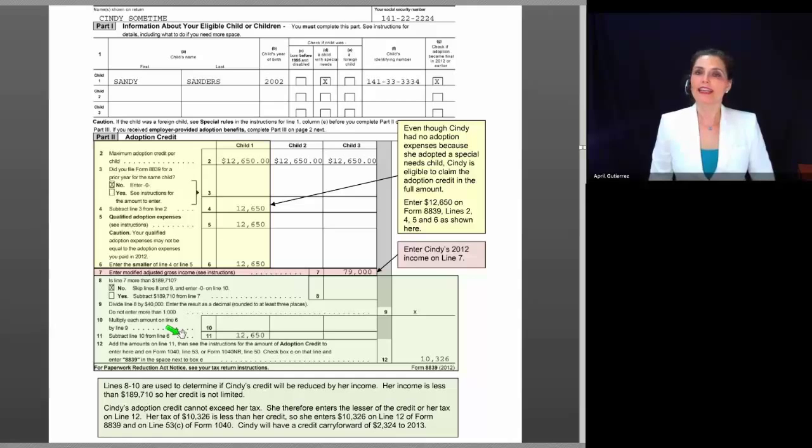However, her credit cannot be more than her tax, and when you prepare Cindy's tax return using $79,000 of wages, the head of household filing status, and claiming an exemption deduction for herself and an exemption deduction for her adopted child, Sandy, she ends up with only a $10,326 tax liability, and her credit cannot be more than her liability. So ultimately, the adoption credit she will claim for 2012 is $10,326, which means she will have a $2,324 carryforward to 2013.